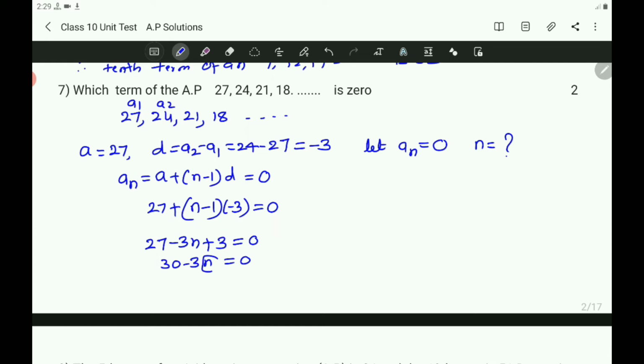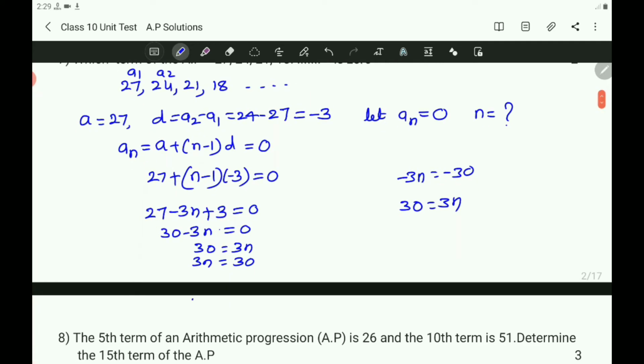Here we must find the value of n. To find the value of n, keep minus 3n in the LHS or RHS; you can transfer either one. 30 you can transfer to the RHS. If 30 is transferred to the RHS, we will get minus 3n equals minus 30. If minus 3n is transferred, you will get 30 equals 3n. You can do either. So let us write 30 equals 3n, that is, 3n equals 30. n equals 30 by 3, that is 10.